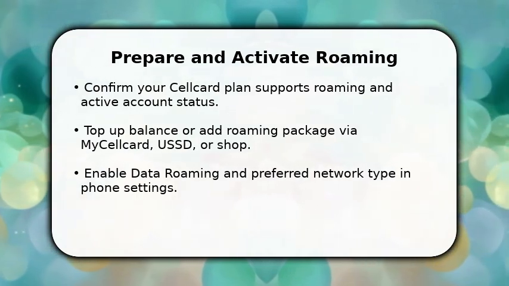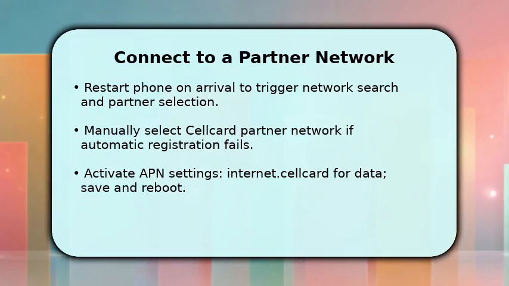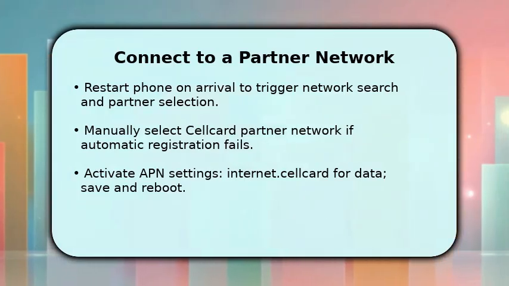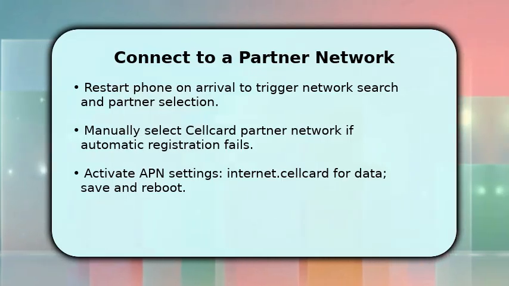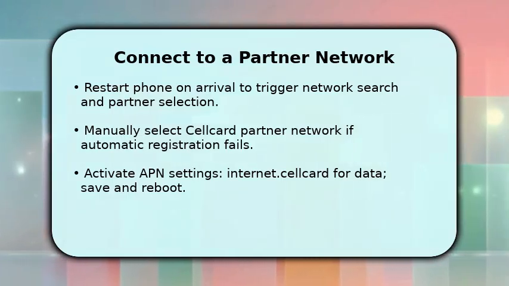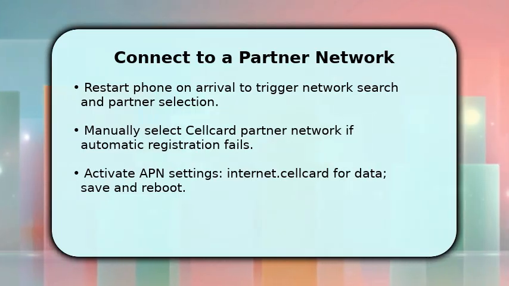Once you land, restart your phone to force a fresh network search. Your device will usually register on a Cellcard partner automatically. If it does not, go to Network Operators and manually select the recommended partner. This avoids roaming on an expensive or weak carrier.